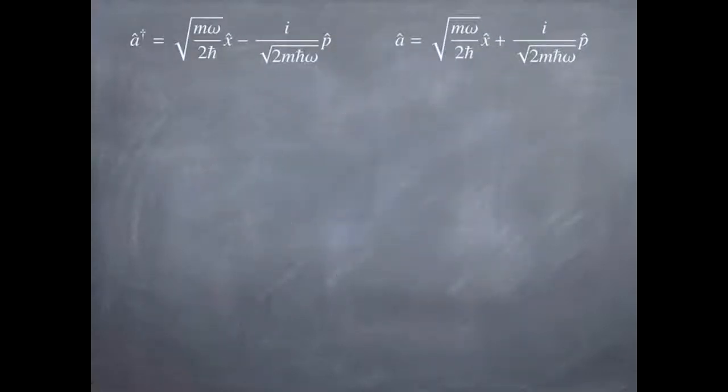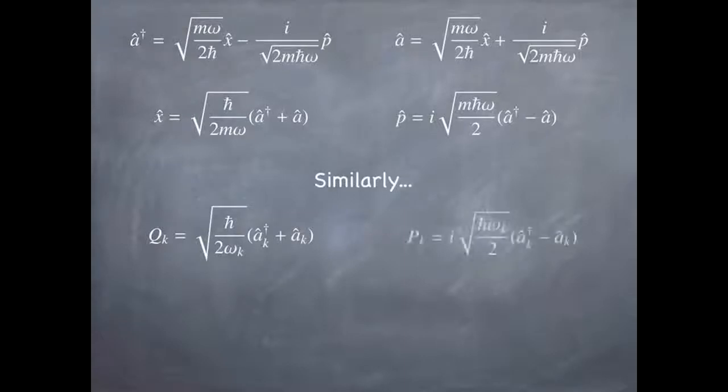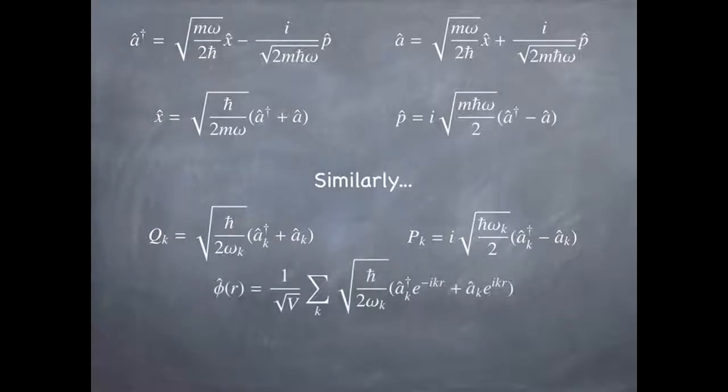We cooked those up for the simple harmonic oscillator, and using those we could work backwards and solve for the position operator and the momentum operator in terms of the raising and lowering operators. We can do exactly the same thing with the field. Basically, in a box of volume V, we end up with fields that look like the modes of the field in the box. And so for every single mode, we can write out the plane wave representation of the field using the creation and annihilation operators for the field.